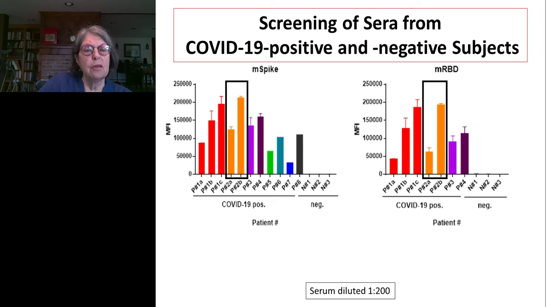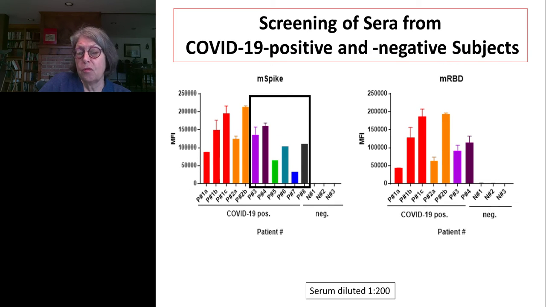The other bars represent a variety of patients or a variety of specimens from individuals who had tested positive in the clinical lab. So their PCRs were positive, and their antibody levels are all positive, well above the cutoff for negatives, which are so low that you can't see them. It's not that they weren't done; they were done, but the levels were so low that you don't see the bars for the negatives. So all of the positives are positive for the presence of antibodies.